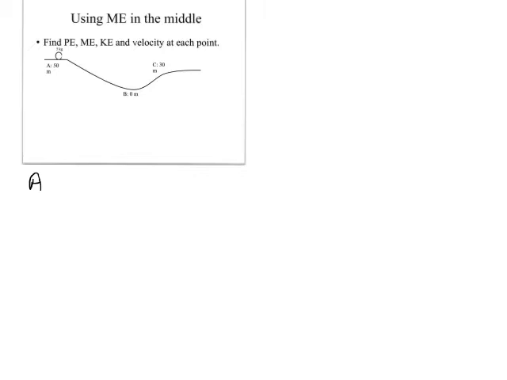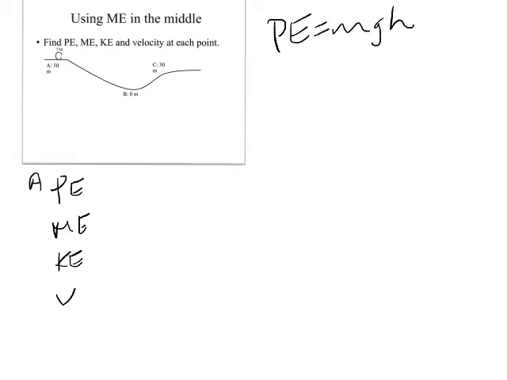All right. So we need PE, ME, KE, and V. So to find potential energy, that's just our normal PE equals mgh. So we're going to take our mass of 5 kilograms, multiply that by 10, and our height for A is listed on the diagram, and that's 50 meters. So that's going to be 50 times 50, or 2,500 joules.